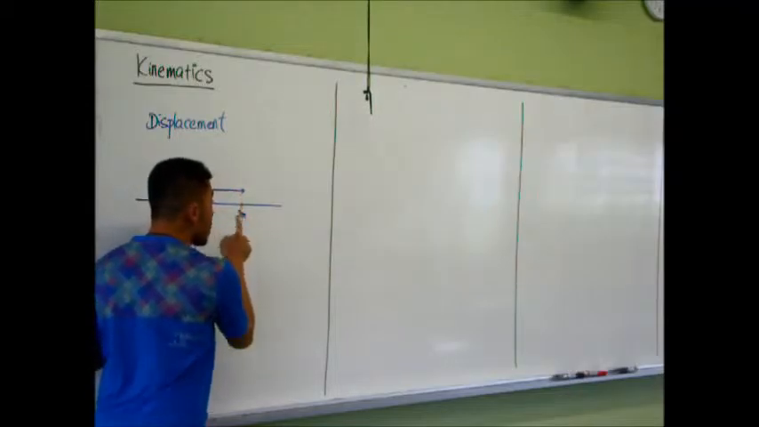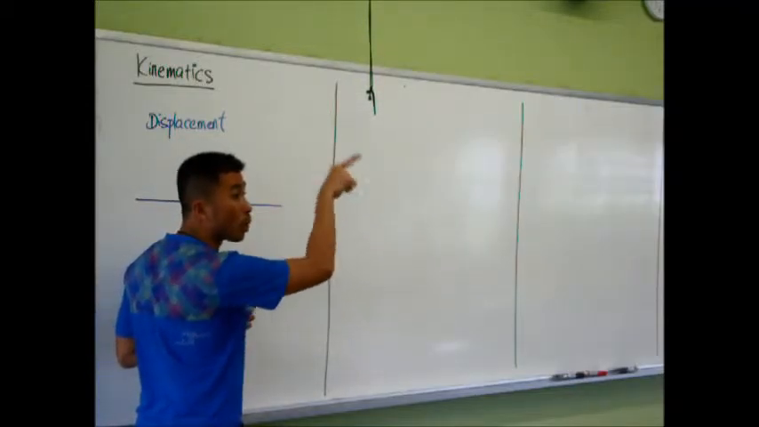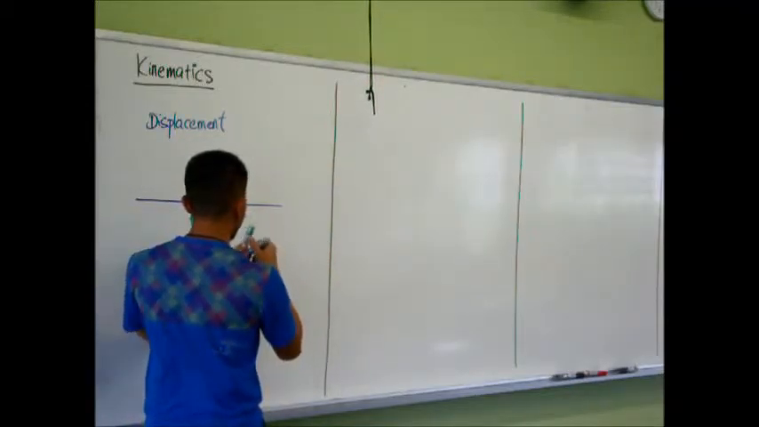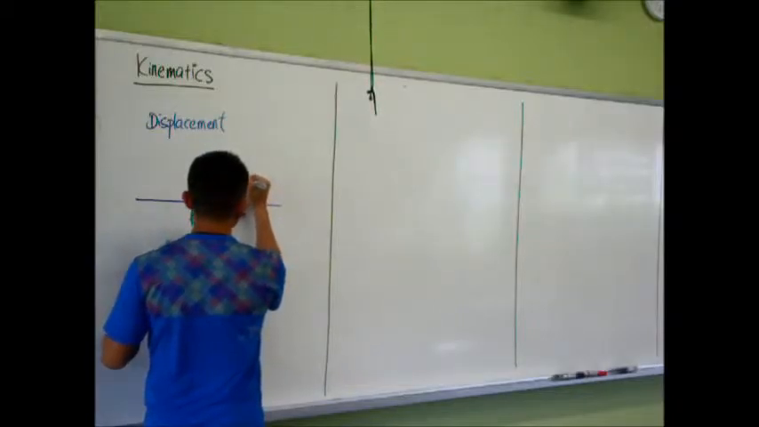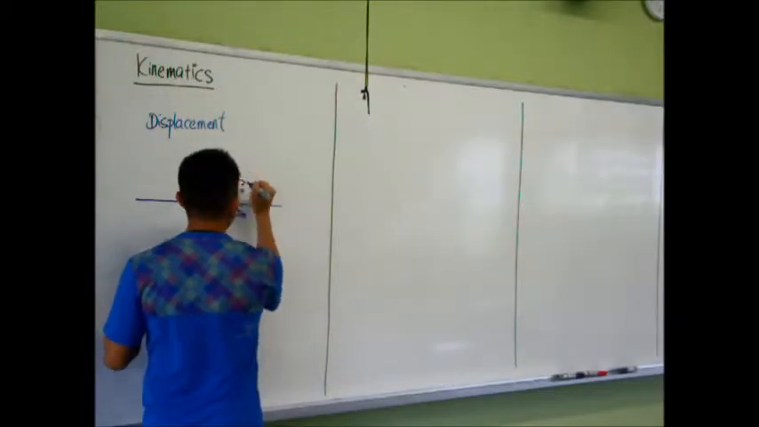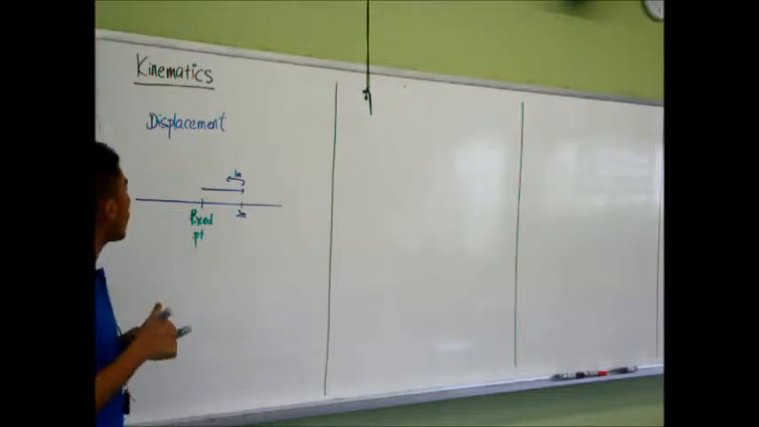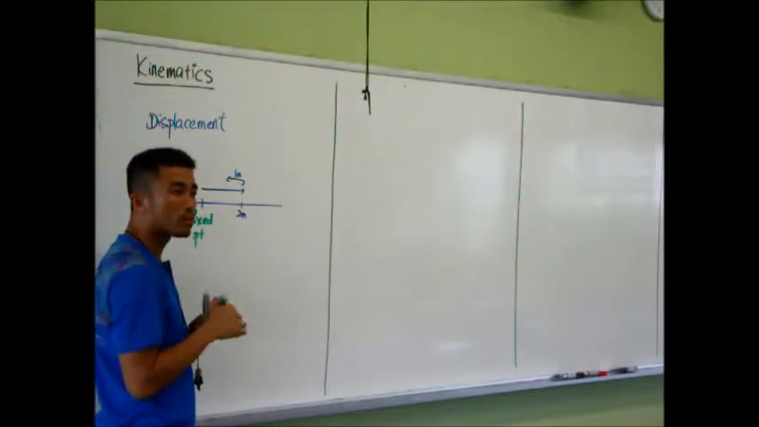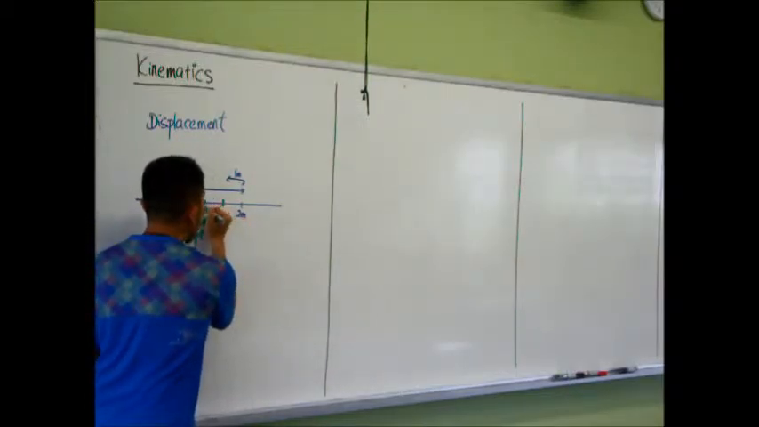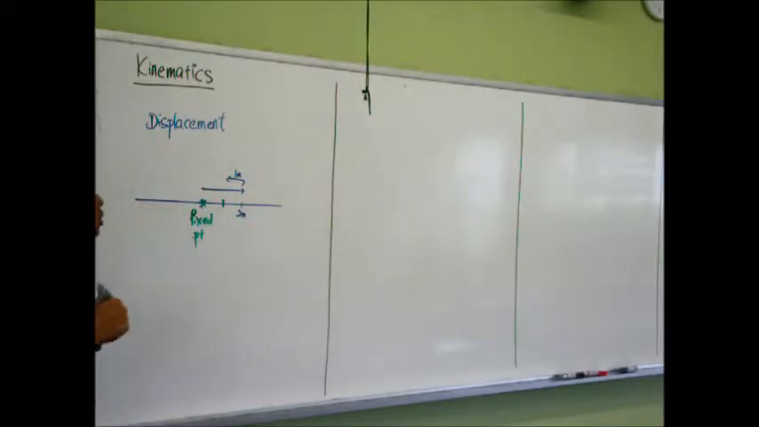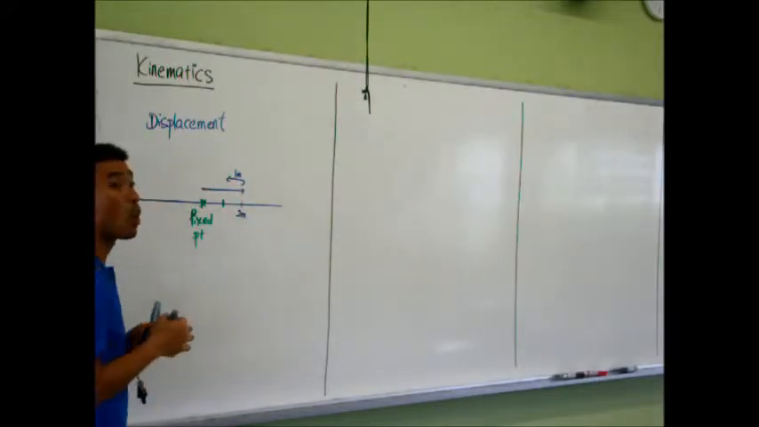But at this moment, let's say I turn around, I turn back 1 meter. Can you tell me what is the displacement now? 1. Okay? It must be from the fixed point, so now the displacement is only 1.